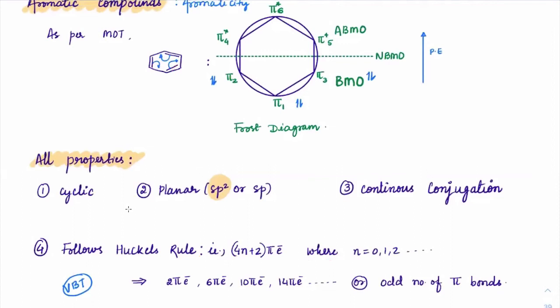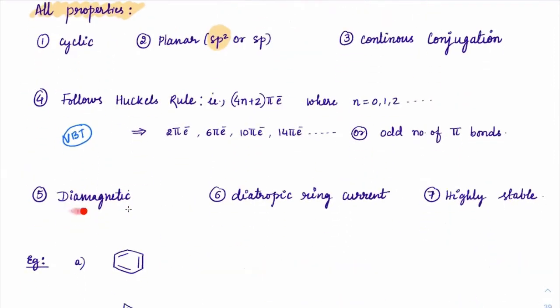Everybody understood this point? Or the other way of looking at it, either you check out Huckel's rule or you check out the odd number of pi bonds. Here you have 3. 3 is an odd number. So an odd number of pi bonds will usually give aromatic nature. Okay, students. Next, it should be diamagnetic in nature.